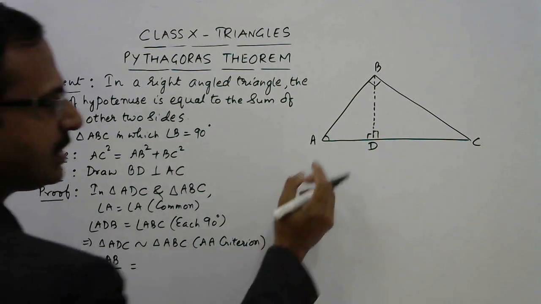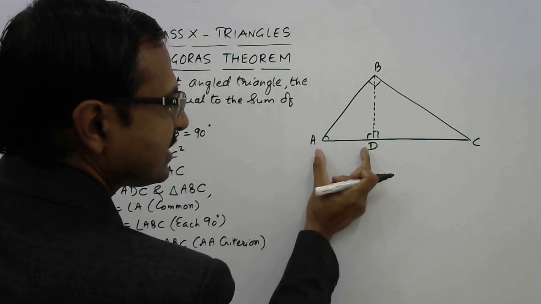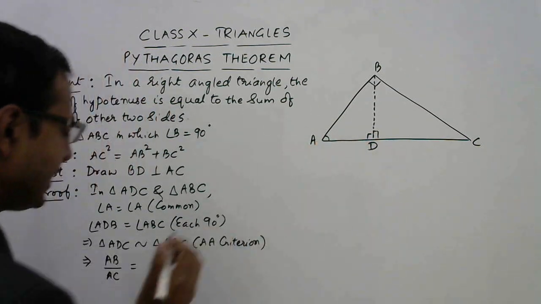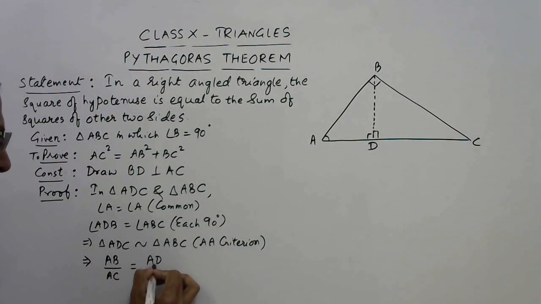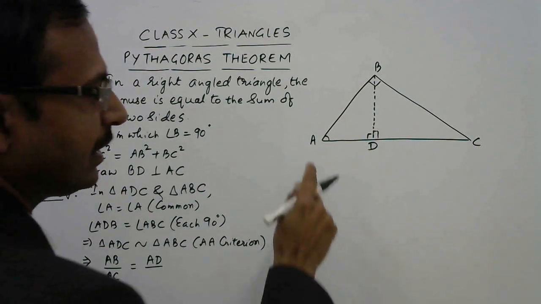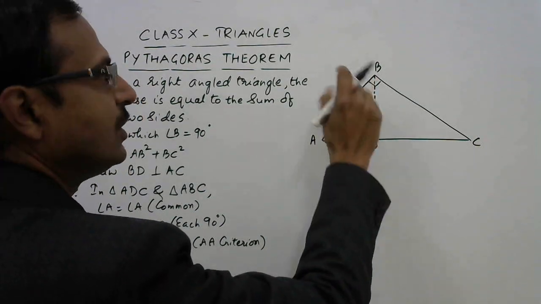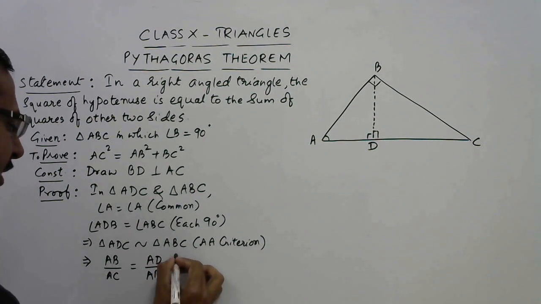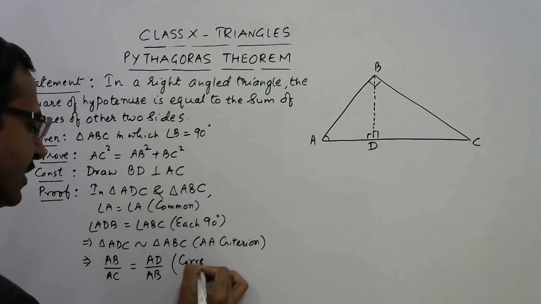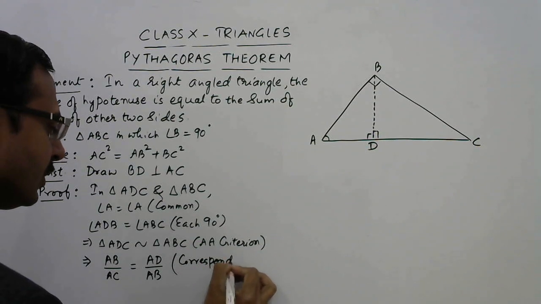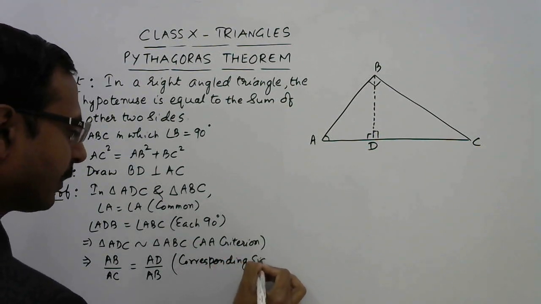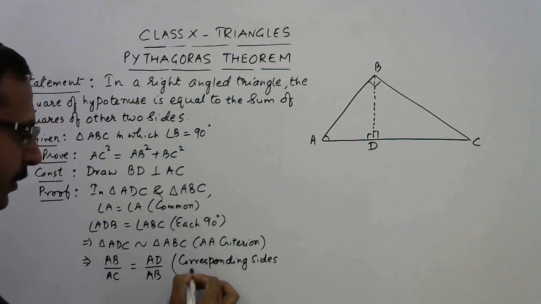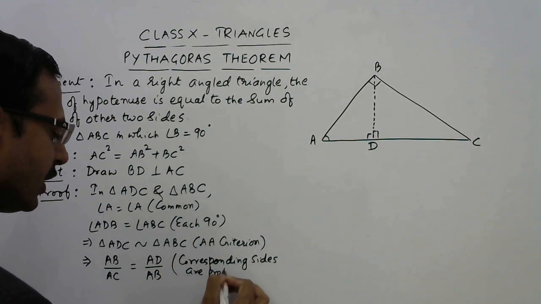the bases. See, the smaller triangle, the base is this because we have taken these two angles. So the base is AD. So I am writing AD in the smaller triangle. And what about the larger triangle? I have taken this angle and this angle. So base is AB. So you need to give the reason again. Corresponding sides are proportional, or you can write ratio of corresponding sides are equal.